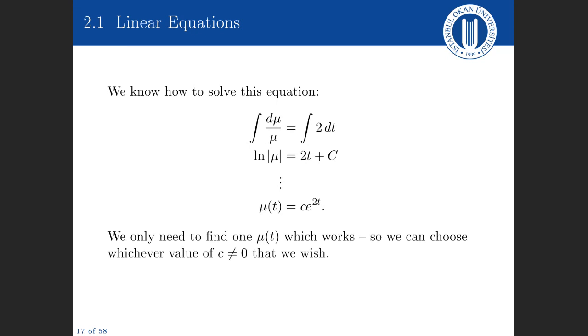We don't need to find the general integrating factor. We don't need to find every single integrating factor. We just need to find one integrating factor which works. So that means we could choose any non-zero value of c that we wanted. I like simple numbers, I like simple functions, so I'm going to choose c is equal to 1. So we're going to be using the integrating factor e to the power 2t.